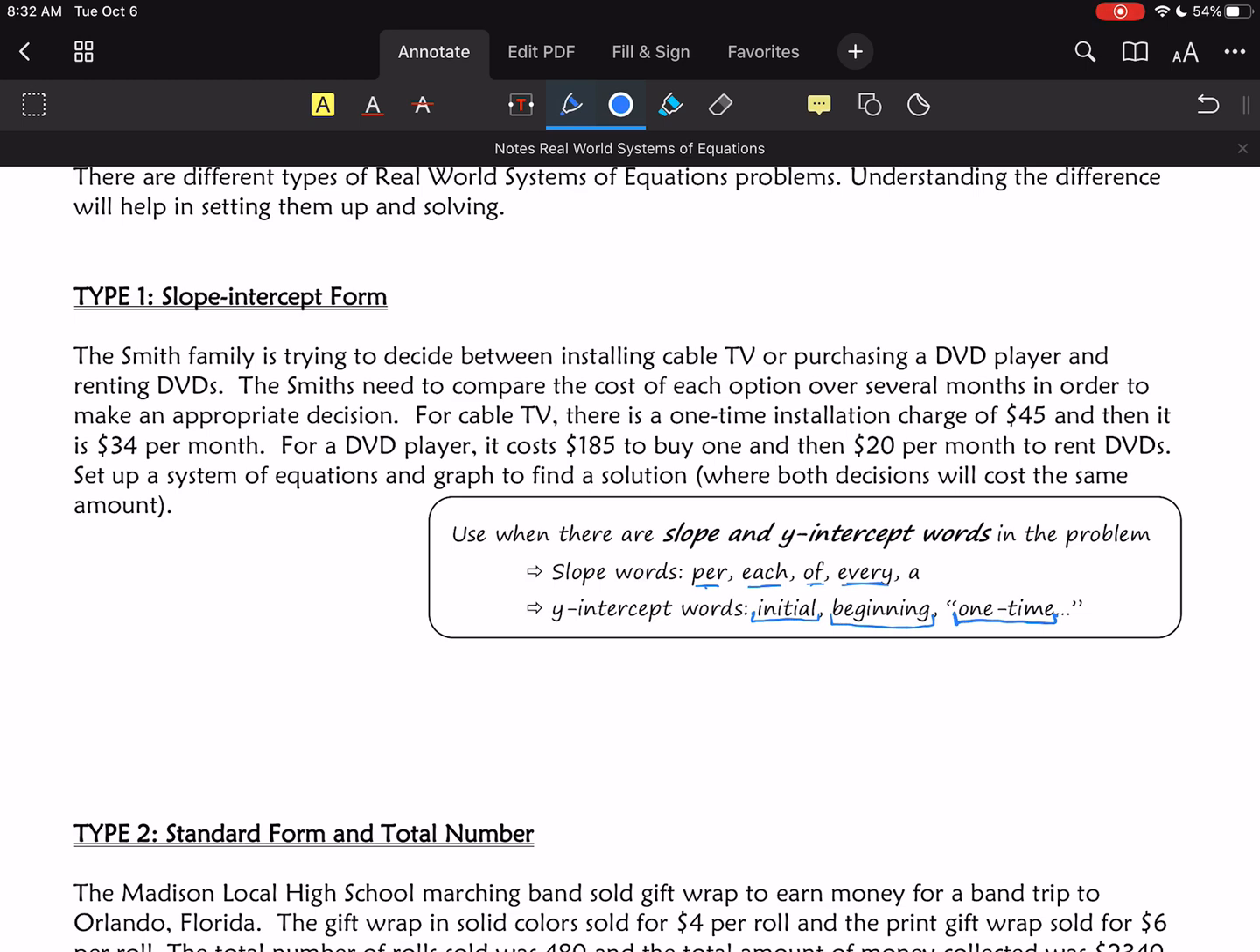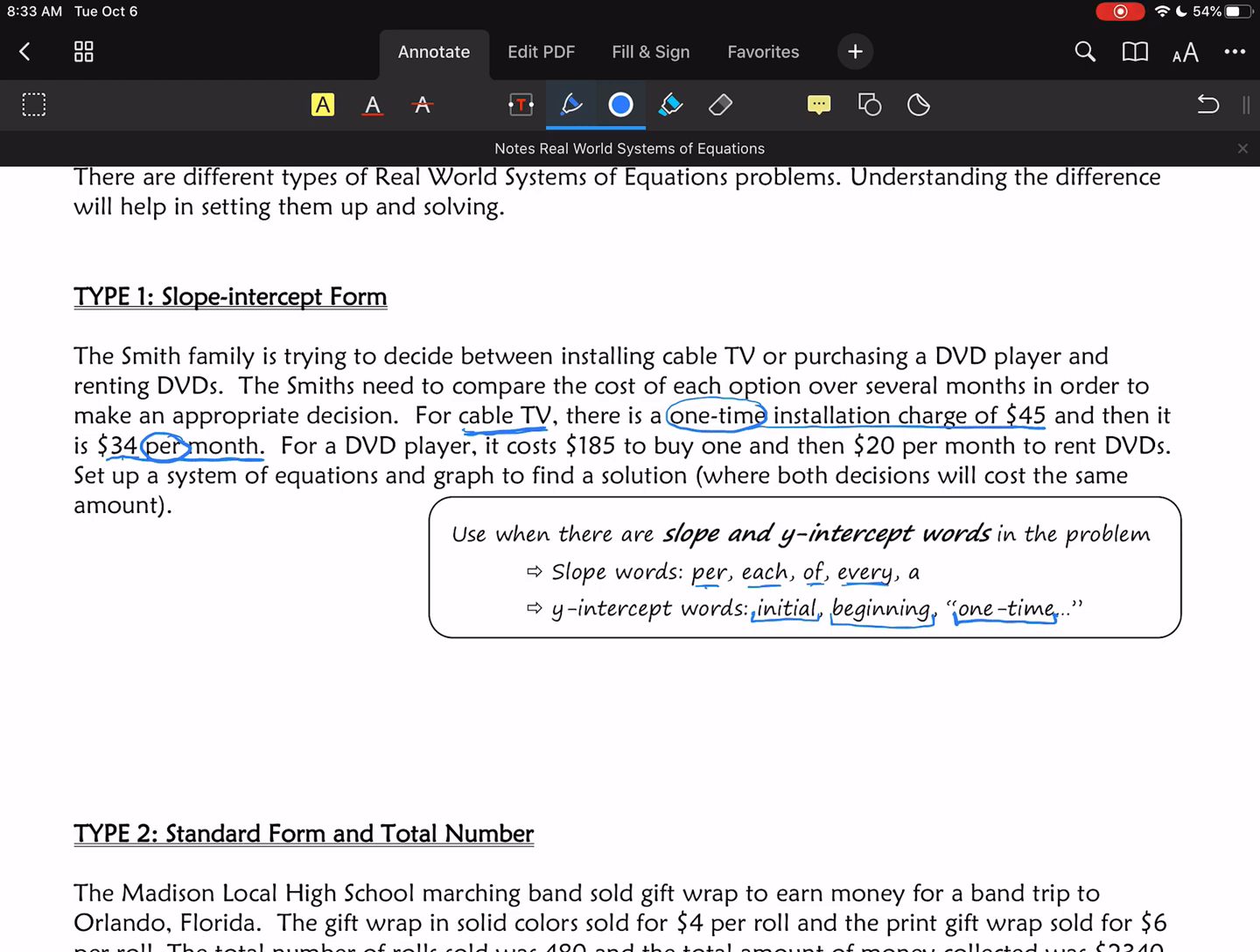So reading the statement, the Smith family is trying to decide between installing cable TV or purchasing a DVD player and renting DVDs. The Smiths need to compare the cost of each option over several months in order to make an appropriate decision. So for cable TV, okay, there is a one-time installation charge of $45, and then it is $34 per month.